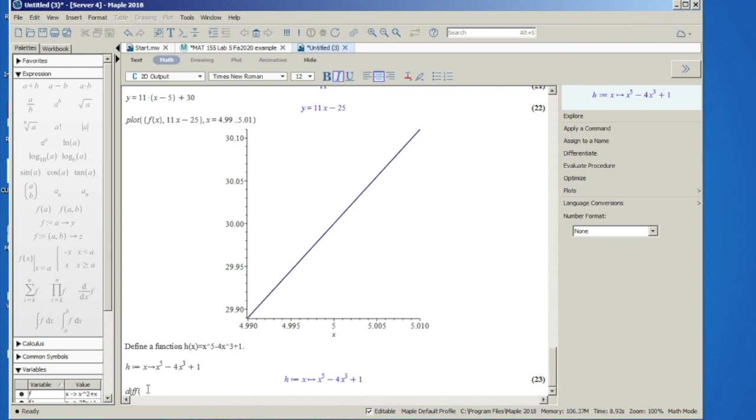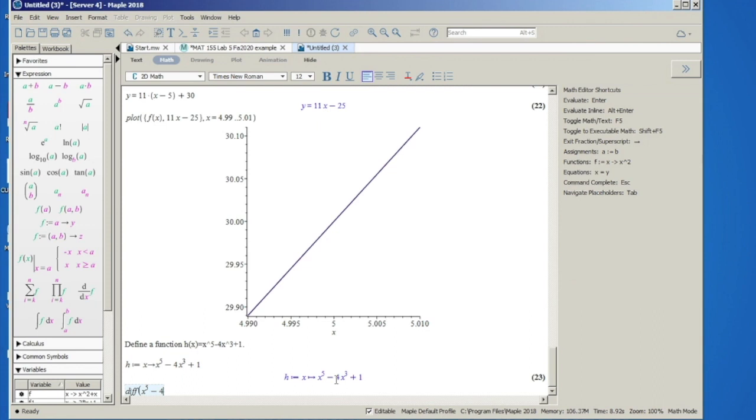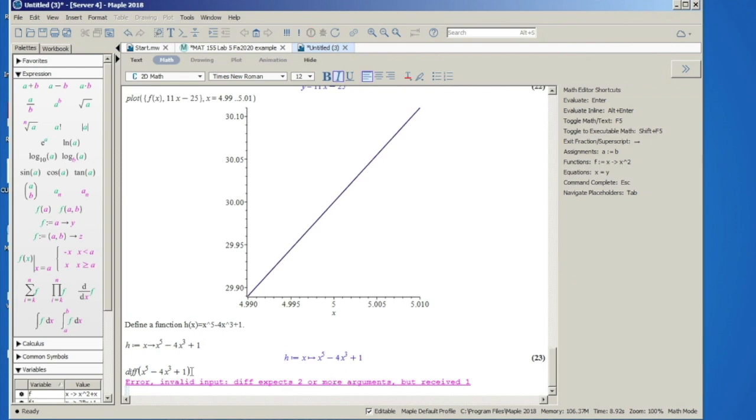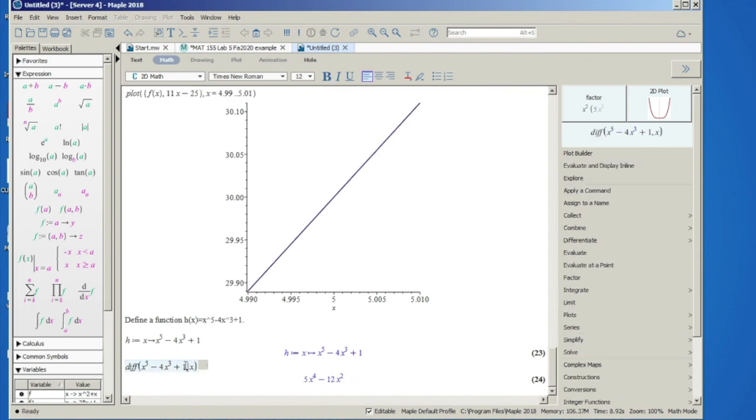So we could do the following. I have x to the fifth minus 4x cubed plus 1. Notice that I get an error because I did not specify the variable, so comma x. We are differentiating with respect to x, so I have to put a comma and an x. If this were y, then I would be putting comma y. So I now know that the derivative of h is 5x to the 4 minus 12x squared.